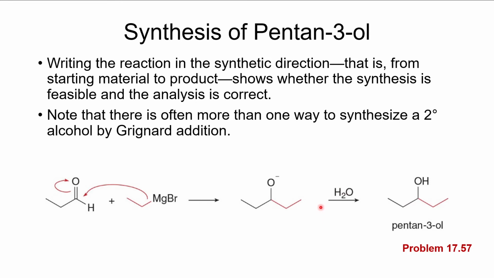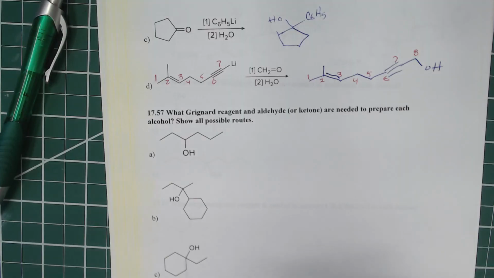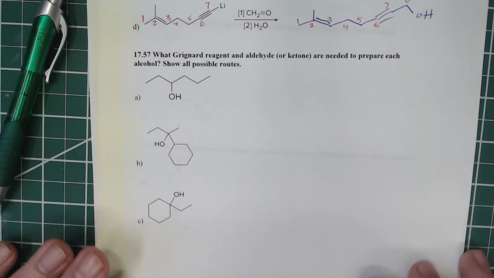Now, I'm going to point this out because on some of these problems we're going to do, there's more than one way to get a final product. So there's more than one way to synthesize either a secondary or, in the case we're going to look at, tertiary alcohols using our Grignard. And so we're going to look at all of those options for the one that is on this problem, number 57.